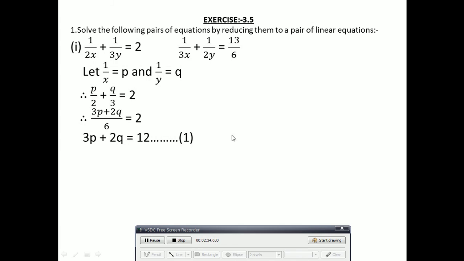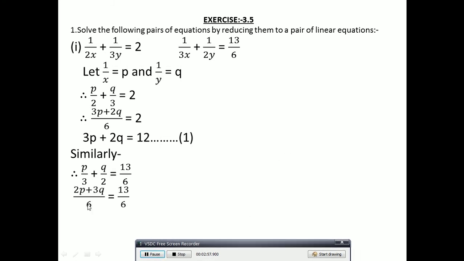Clear? Now we are putting 1 upon x and 1 upon y in the second equation. So this will be 1 upon 3. So 1 upon x is equal to p. So it will be p by 3, and similarly 1 by 2y will be q by 2, is equal to 13 by 6. Again we can take 6 as LCM. So it will be 2p plus 3q. This 6 and this 6 will be cancelled. So our final equation will be 2p plus 3q is equal to 13.